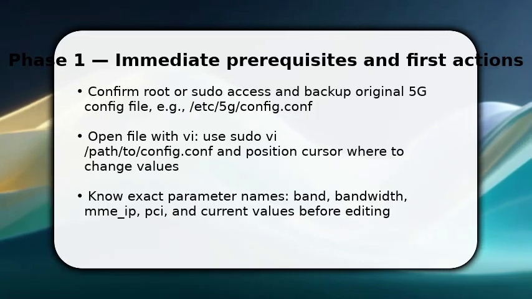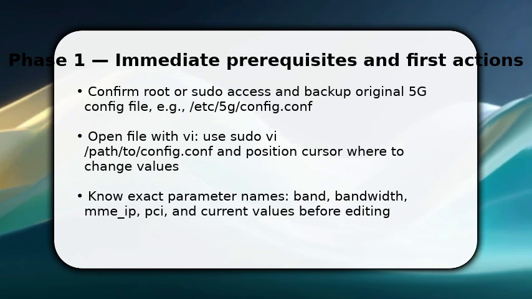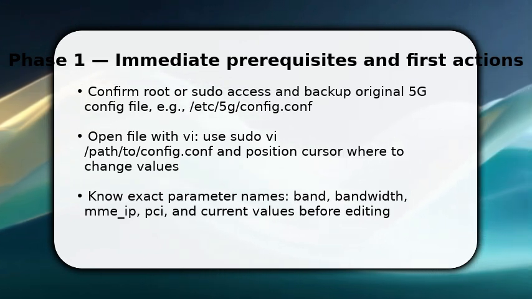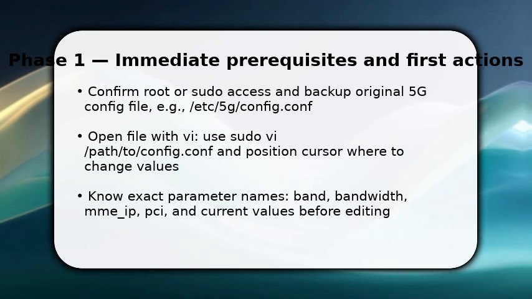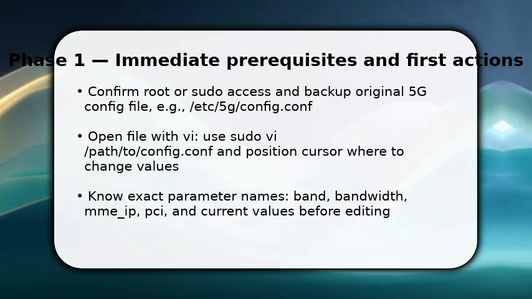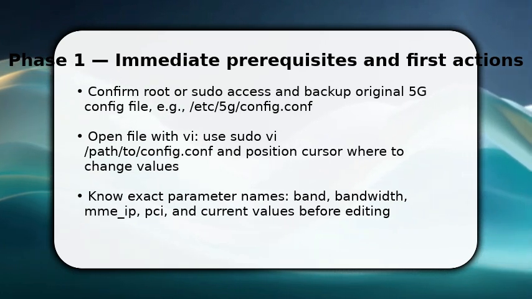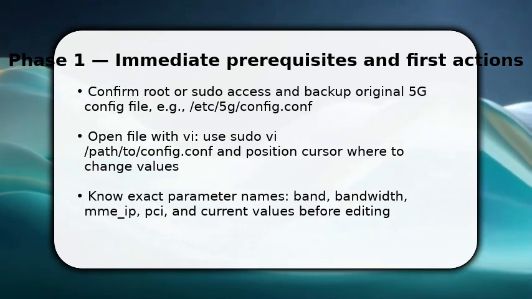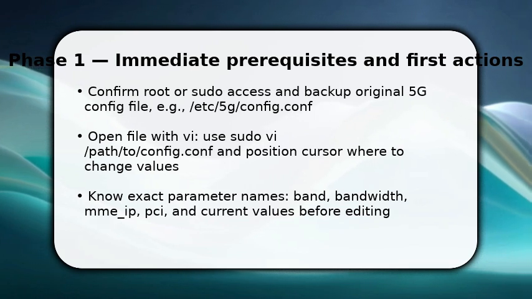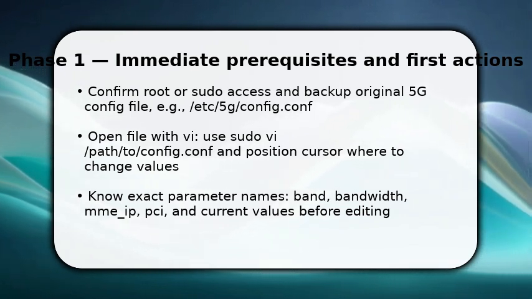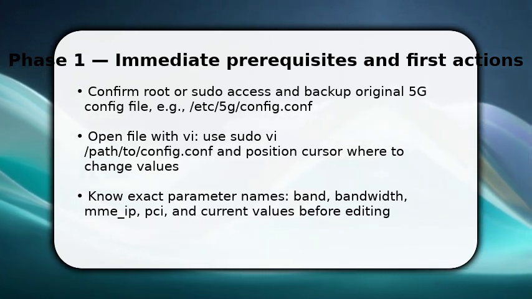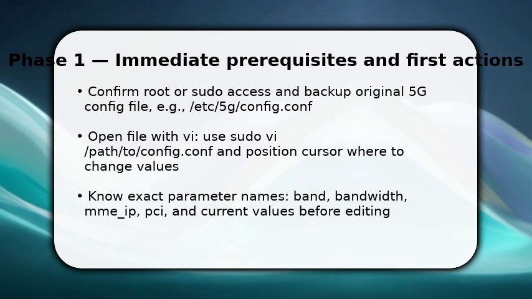You start by ensuring you have root or sudo access and a verified backup of the 5G config. This prevents service loss. Open the target file with Nano using sudo nano /path/to/config.conf and jump directly to the parameter lines you need to change. Once there, enter insert mode for the first parameter you'll update, band or bandwidth, because accurate names matter.